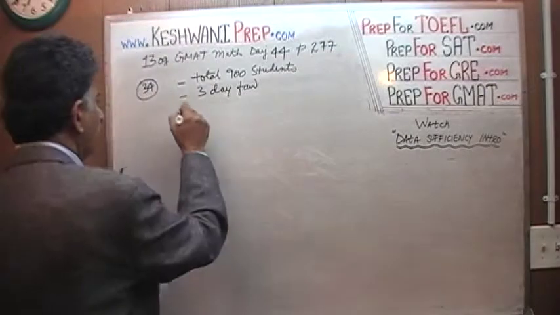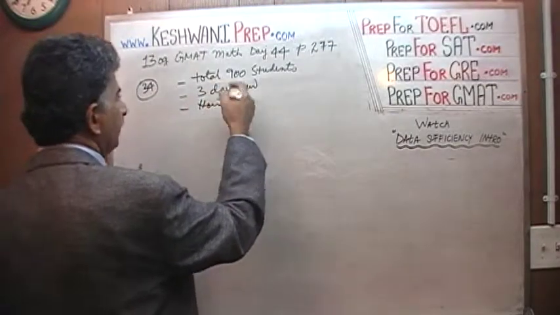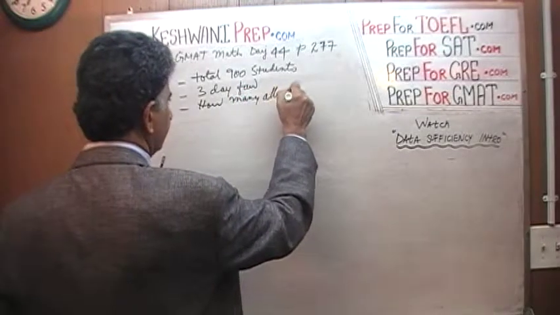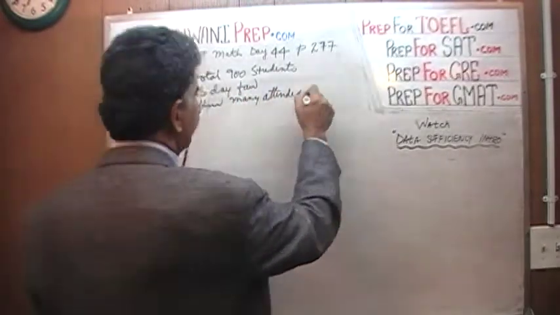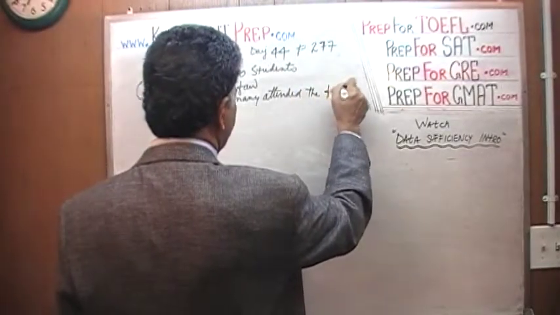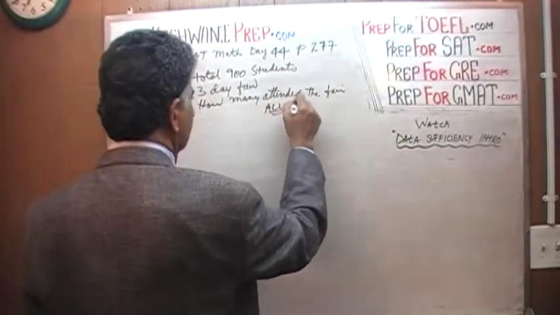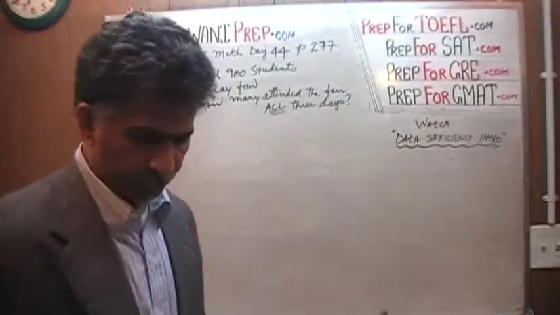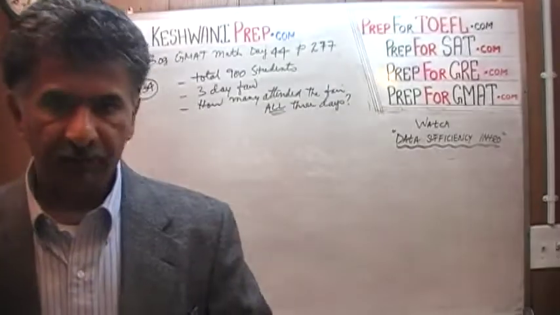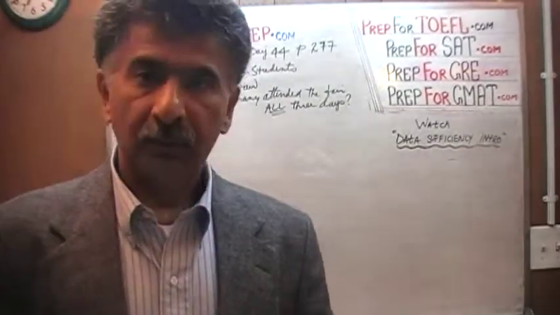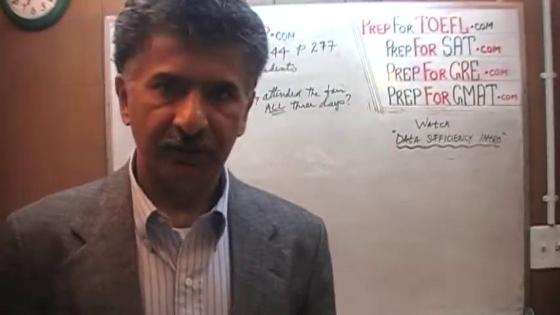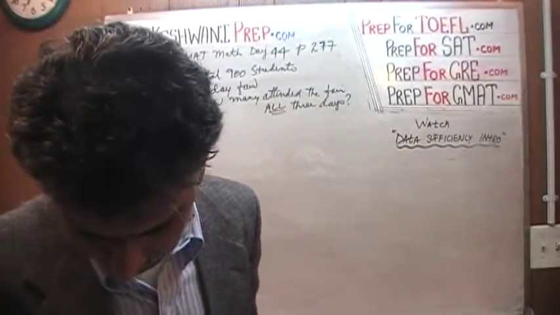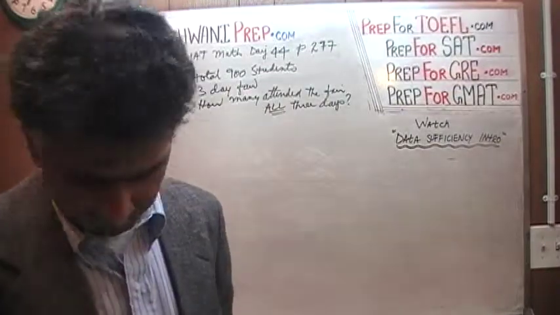The question simply is, how many of these 900 students attended the fair all 3 days? That is the question. And as always, it's very simple, a very straightforward question. Questions are always simple and straightforward. It is the answers that are prickly. Let's look at the first statement and see what they tell us.